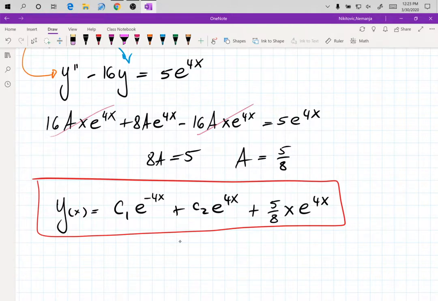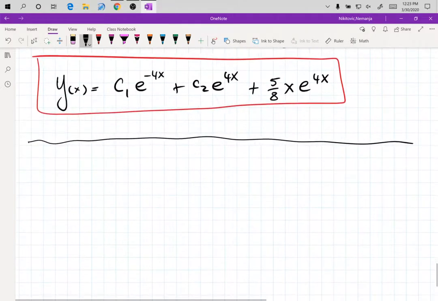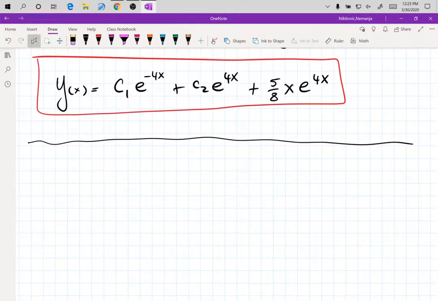So I would like to work out, right before we end undetermined coefficients, one more example. This time we are going to have initial conditions.